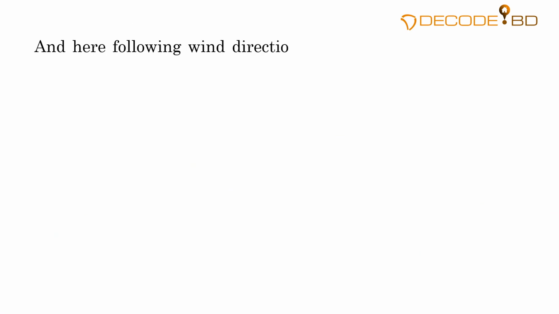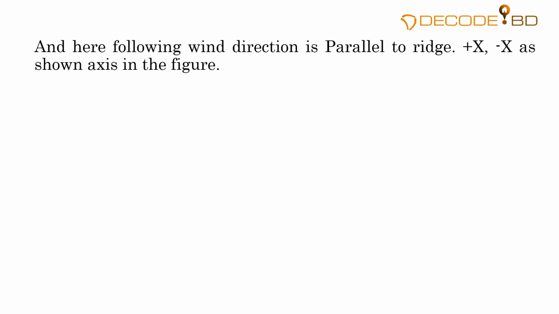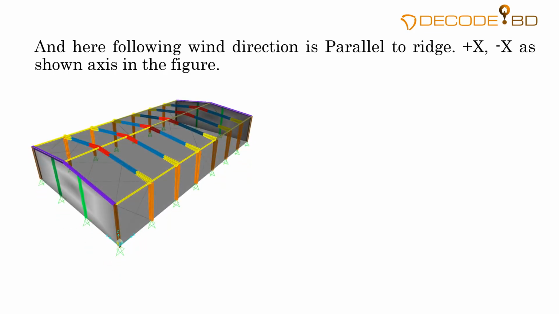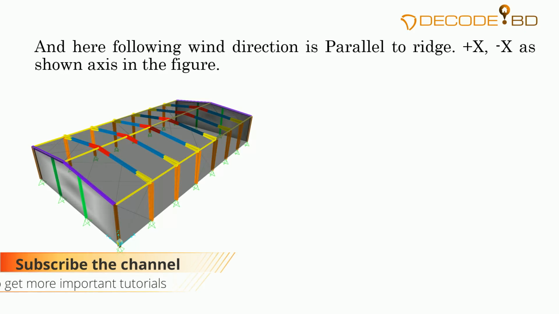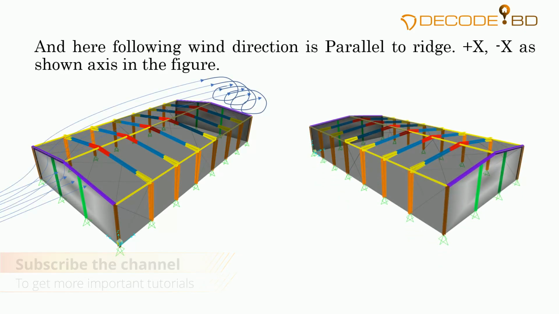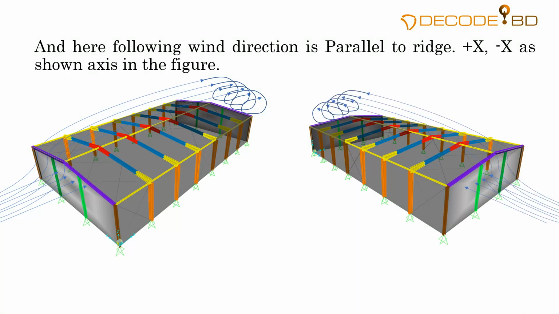And here the following wind direction is parallel to ridge, that means positive x and negative x direction as shown in the figure. Here you can see the first figure showing wind flow along positive x direction, and the second figure showing wind along negative x direction. You can see the x y z axis.